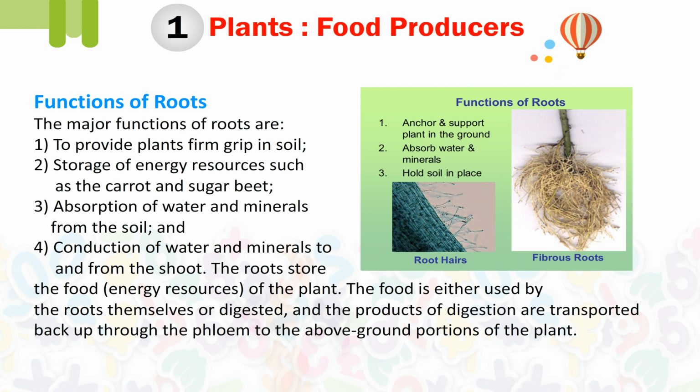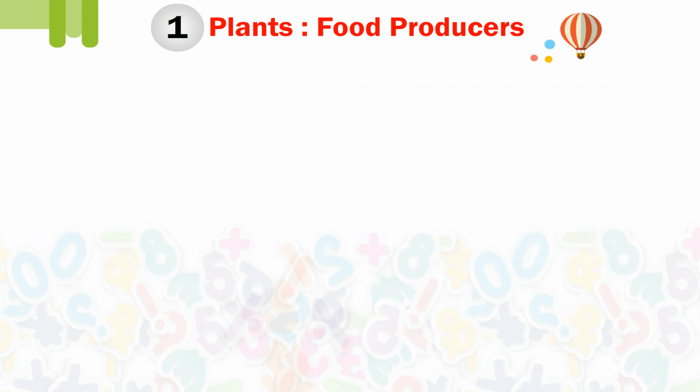Functions of roots. The major functions of roots are: first, to provide the plant a firm grip in soil. Second, storage of energy resources such as in the carrot and sugar beet. Third, absorption of water and minerals from the soil. And fourth, conduction of water and minerals to and from the shoot. The roots store the food, energy resources of the plant. The food is either used by the roots themselves or digested, and the products of digestion are transported back up through the phloem to the above ground portion of the plant.